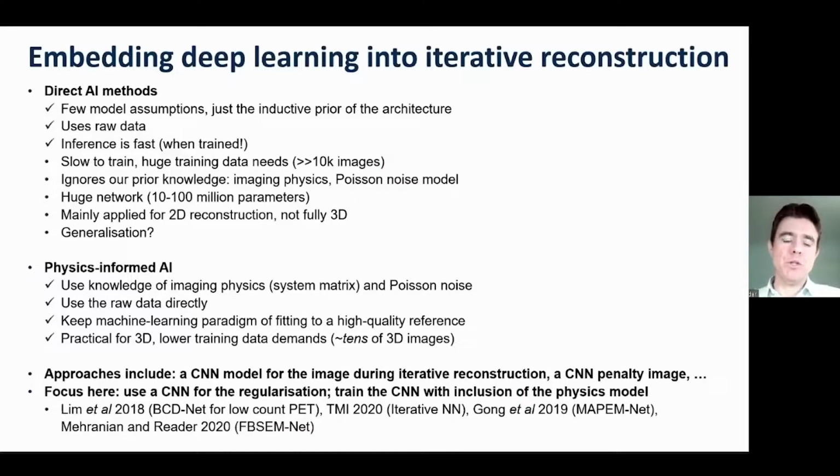There are many ways of doing this, and Jinyu will be touching on alternatives in his part of this course. He'll be talking about how you can use a CNN model for the image, just like you use a kernel model for kernel EM. You could use a CNN as a penalty for a regular MAP reconstruction. But the focus I want to put here is using a CNN for the regularization prior within a MAP EM iterative reconstruction. The benefit here is that when we train up that CNN, as part of the process, there would be implicit knowledge of the physics model that we're using at the same time. So that's potentially a benefit.